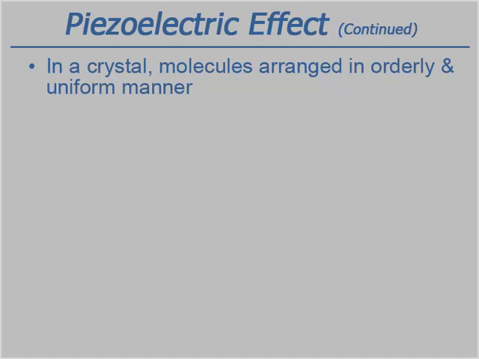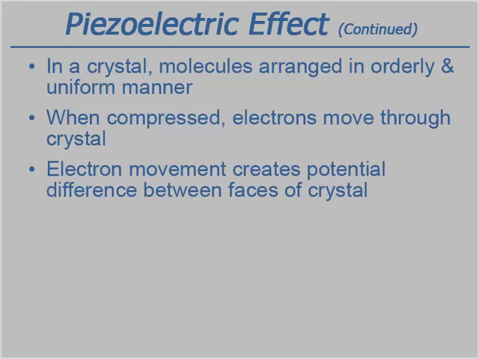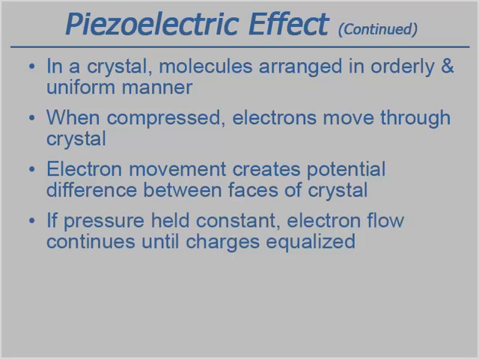In a crystal, the molecules are arranged in an orderly and uniform manner. Quartz is an example of the type of crystal used. When quartz is compressed, electrons tend to move through the crystal. This movement creates an electric difference of potential between the faces of the crystal. If the pressure is held constant, the electron flow will continue until the charges are equalized.